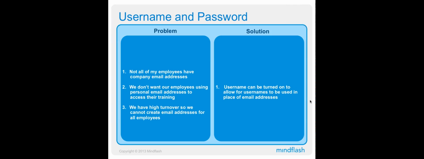Until now, Mindflash has required an email address, so the only option they had was to either use a personal email address, or the company had to create and give them email addresses even though they didn't need them and didn't use them for anything else. With usernames, you can create usernames and passwords for people. Those usernames can be things that they already know, like their employee ID, or a username that they may have for an existing system. Obviously this works better with single sign-on, but you don't have to. You can just assign these usernames and passwords for folks where they don't have email addresses.